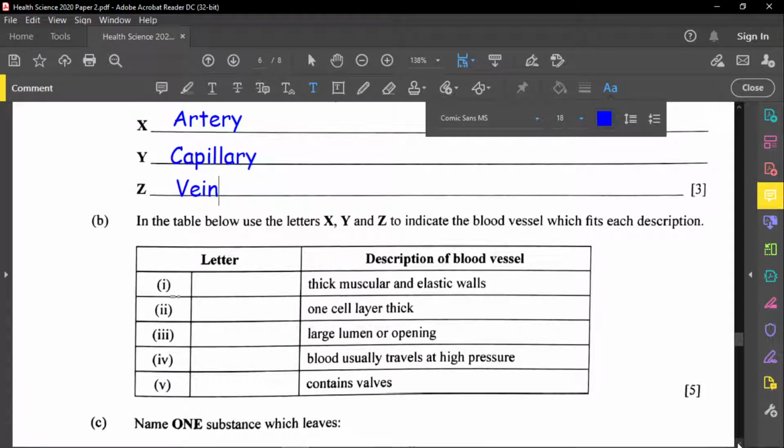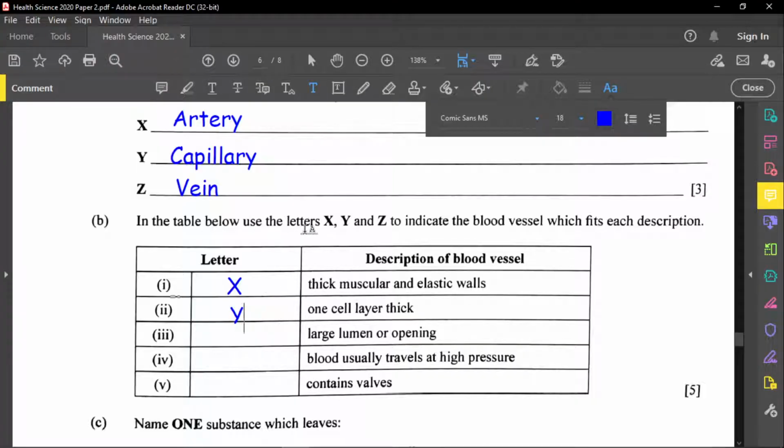Now, in the table below, use the letters X, Y, Z to indicate the blood vessel which fits each description. Remember that X is artery, Y is capillary, and Z is vein. Thick, muscular and elastic walls: this one is going to be X, because the walls of arteries are very thick. One cell thick is capillary, so this will be Y.